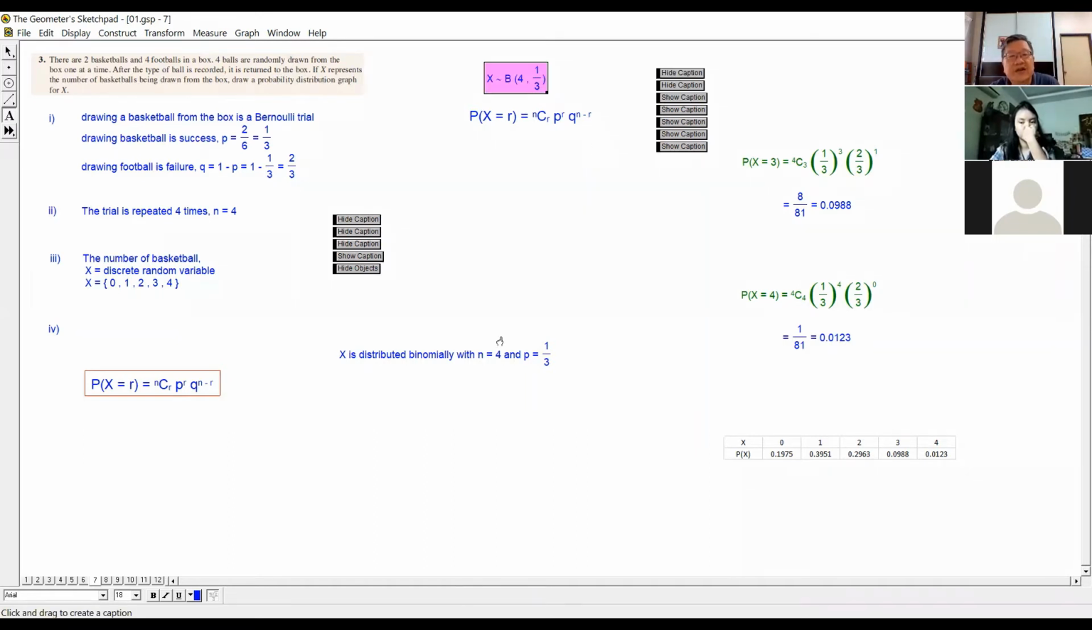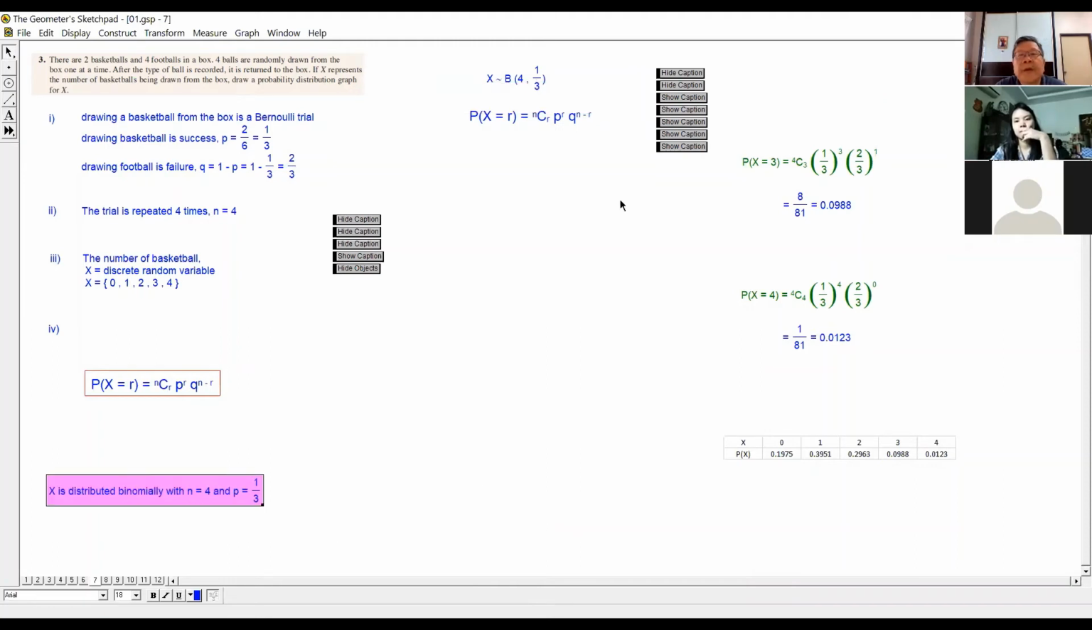You read it like this: X is distributed binomially with n equals to 4 and p equals to 1/3. Now in order to find the probability of x equal to 1, x equal to 2, x equal to 3, if x equal to 0, you substitute 0 here, the 4 here, then p, 1/3 to the power 0 here, then q is 2/3 to the power of 4 minus 0. So that's how you're going to use the formula.